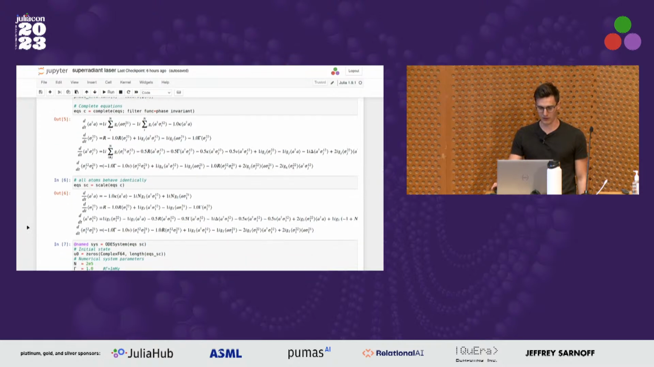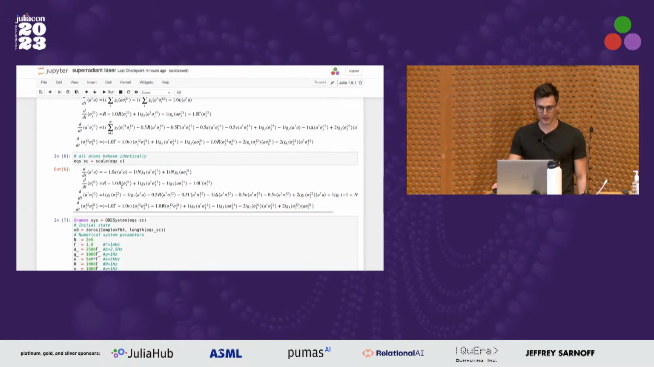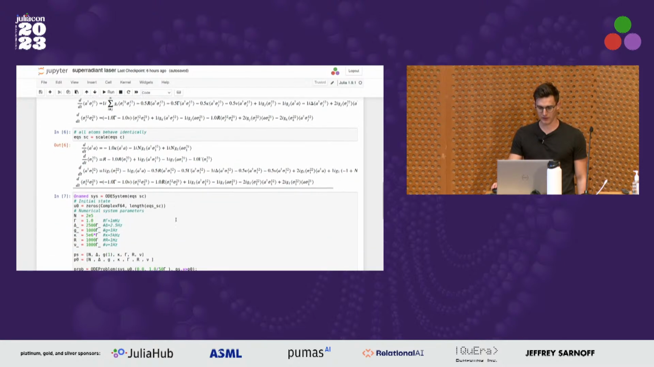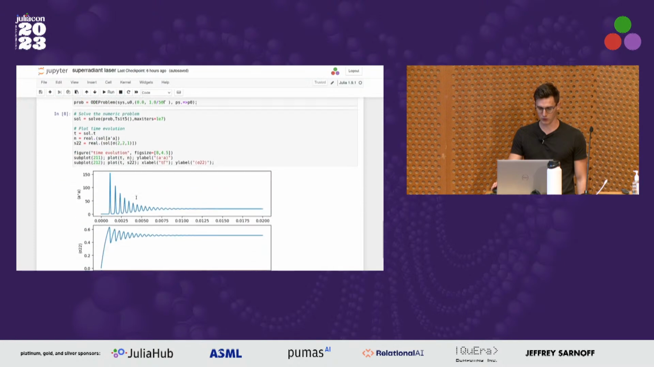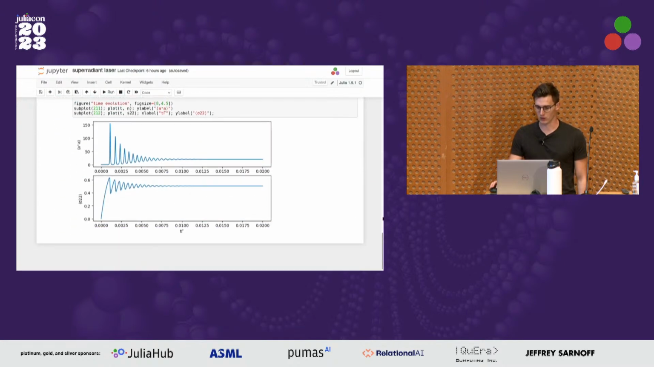We can really describe systems with millions of atoms, which you could never do with a full quantum description, or also with other approximations, usually not. Okay, then we are more or less done again. Just define the initial state and some numerical parameters, and we see the time evolution of this system.